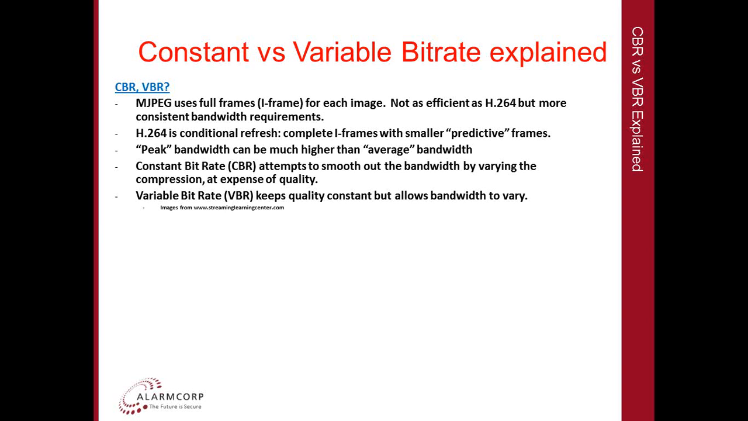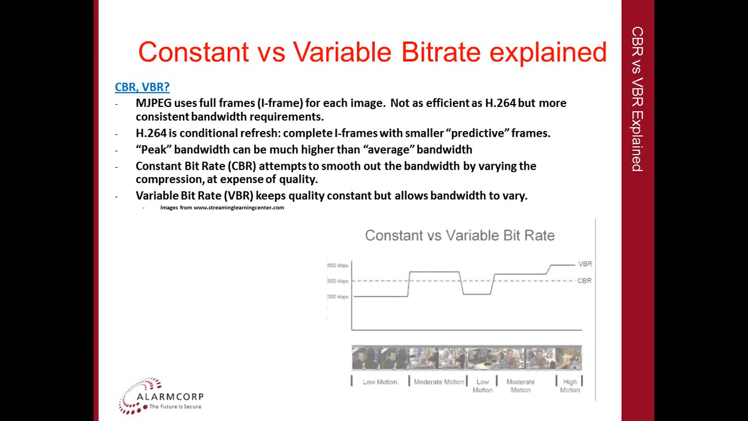Now constant bitrate attempts to smooth out the bandwidth by varying the compression at the expense of quality sometimes, whereas variable bitrate keeps the quality constant but allows the bandwidth to vary. So here is an illustration of constant versus variable bitrate. You see that on low motion, the bitrate drops in a VBR situation, but if you have high motion, the bitrate increases significantly. Whereas in constant bitrate, the bitrate remains more or less smooth.